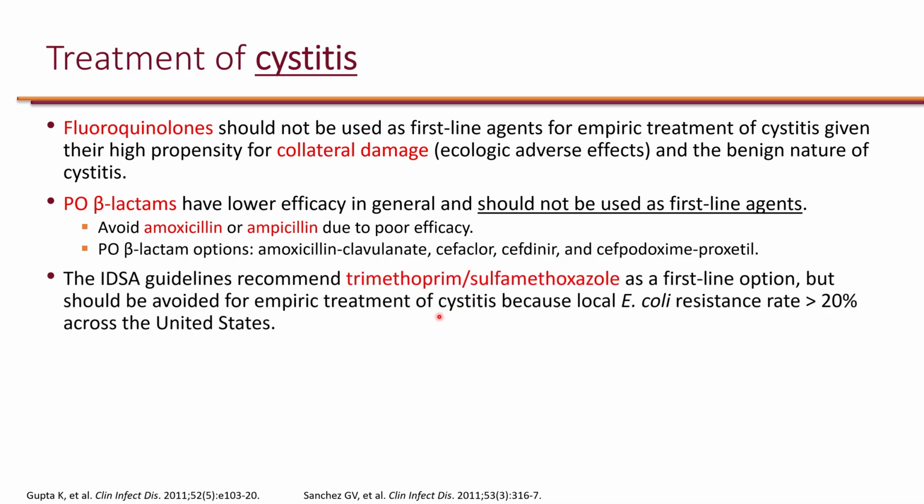Now, the IDSA guidelines actually recommend trimsulfa, or trimethoprim-sulfamethoxazole, as a first-line option, but this should be avoided for empiric treatment of cystitis because local E. coli resistance rate is more than 20% across the United States. And 20% is the threshold that IDSA recommends for resistance in order for it to be significant enough to avoid trimsulfa. So it should be avoided because in the United States, everywhere the resistance rate is more than 20%.